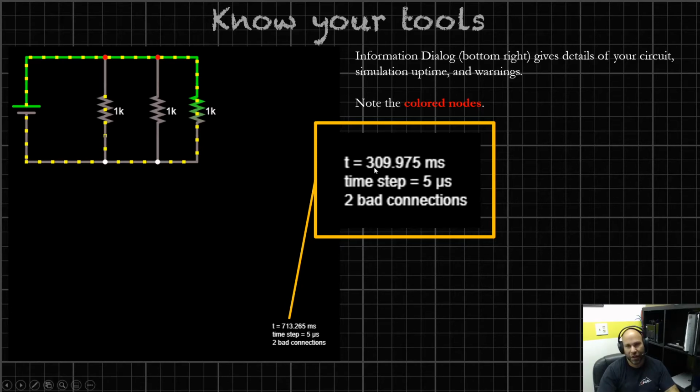Additionally, the simulator is pretty intelligent and it'll show the nodes that are not connected properly and put them in red, as opposed to being part of the circuit natively with this little green section right here. So that's how you can see it says two bad connections. Those are my bad connections right there.